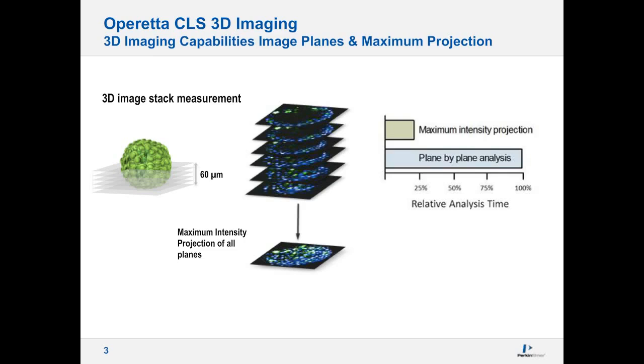The other method is to do individual measurements on each plane. When we do this in a relative analysis, it can increase the analysis time several fold, depending on how many planes you have in the image. But because the positioning of the cells is in and out of focus, collapsing them projects them into a plane that's easier for us to see and analyze.